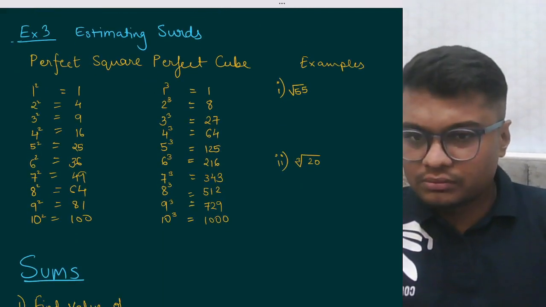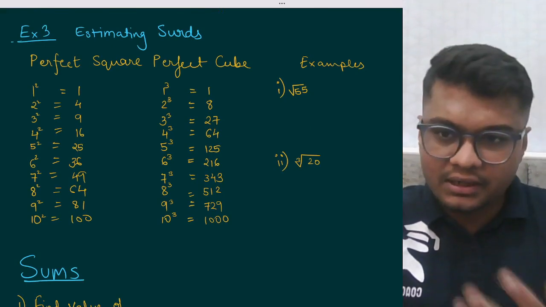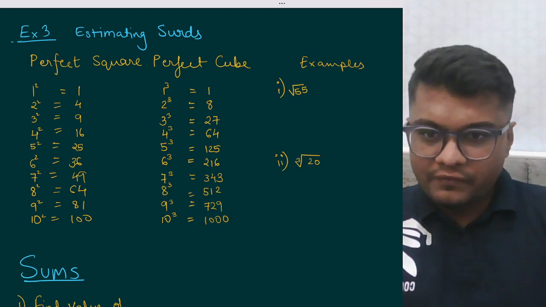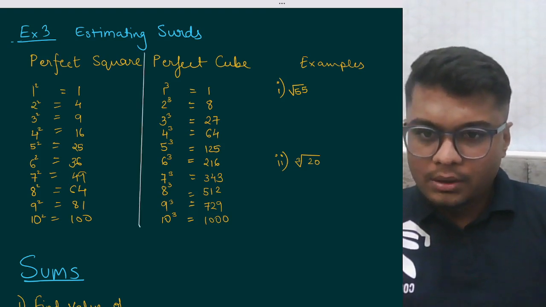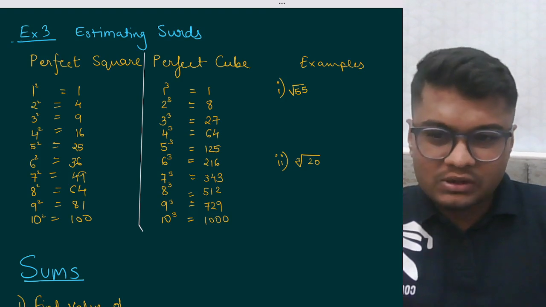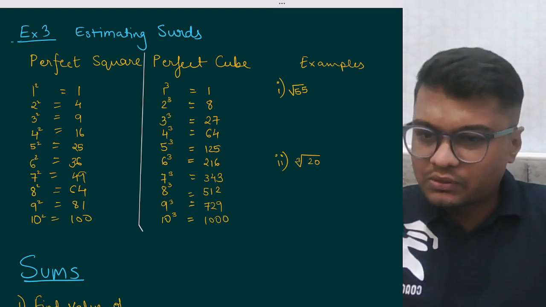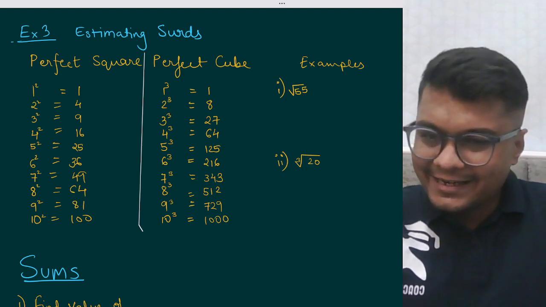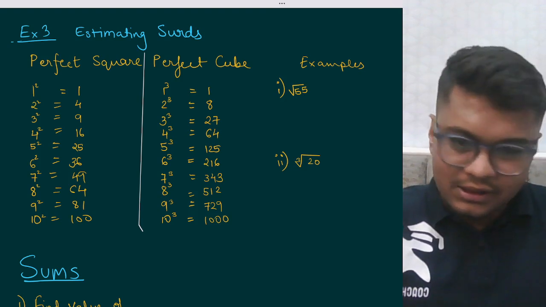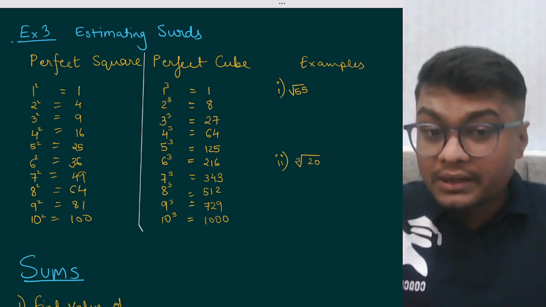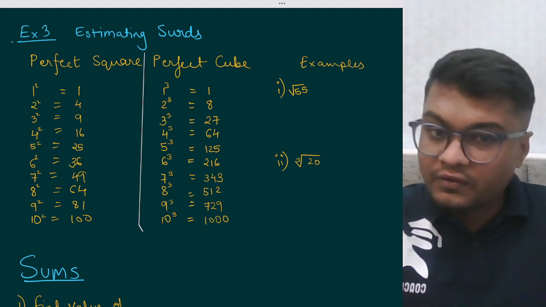Estimating surds now. Before we start our third exercise, let us learn what are perfect squares and what are perfect cubes. 1 square is 1, 2 square is 4, 3 square is 9, and so on. 1 cube is 1, 2 cube is 8, 3 cube is 27, and so on. Yes. Now, how do we estimate root of 55?